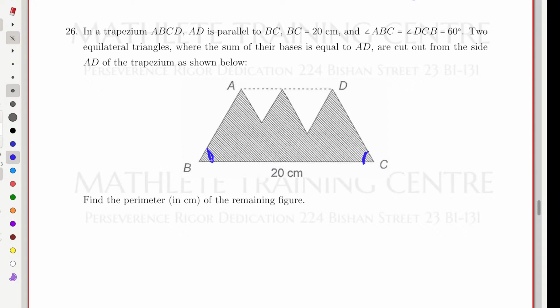Now, this question is both challenging and easy at the same time because you don't need to do any calculation in this question. You just need to realize cut and paste. How to cut and paste? Well, let's extend BA all the way upwards. Let's extend CD all the way upwards. So then cut and paste will be like this. I'm gonna draw out this line here. Hopefully you're able to see that firstly, this red line will be equal to this red line.